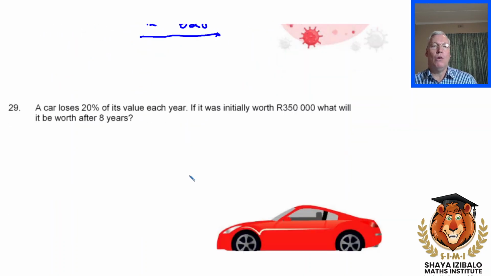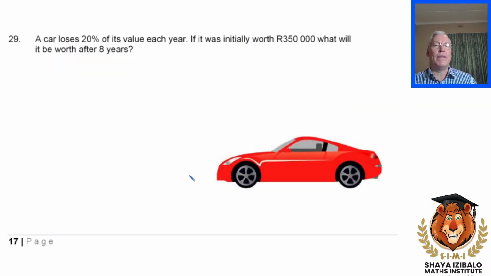Okay, and then there's one more. Remember, if you haven't done any of these and you want to try them, then by all means pause the video and just try them. So after 1 year, the car is worth 350,000 Rand, but after each year, it will have lost 20% of its value. Now, if something loses 20% of its value, of the 100%, what percentage is left? That's absolutely right. 80% of the previous year's value will remain after each year.